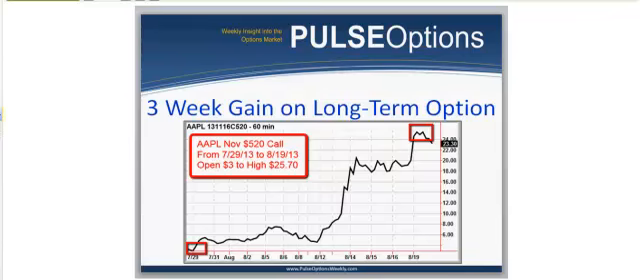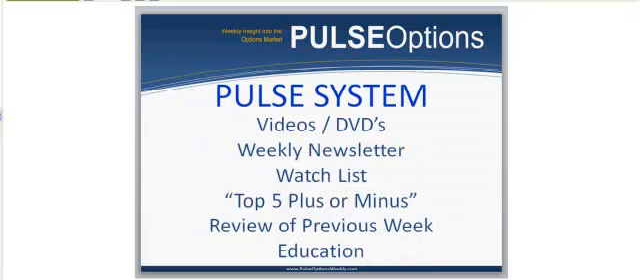Now, again, the pulse system is a mathematical-based system. We are looking to find stocks whose options have a statistical advantage to trade. We go into all the math, right? Again, it's only addition, subtraction, multiplication, and division. We've had a series of videos saying how you can find them. We have a weekly newsletter, in which I share the stocks that have the top math, and then the ones that have the best setups, in my opinion, make our top 5 plus or minus.